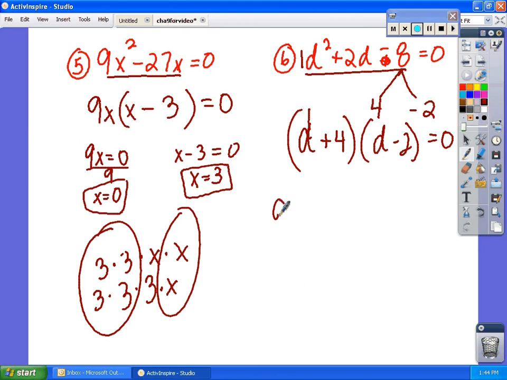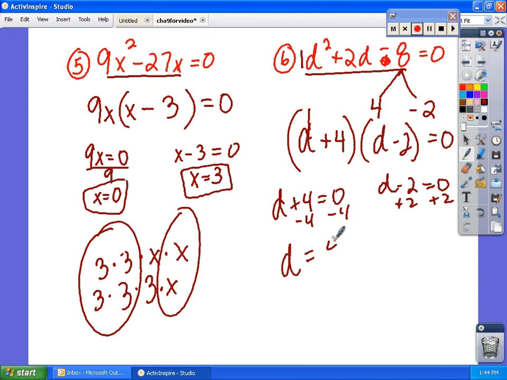And now set each equal to 0. Solve both of them, and you end up, if you subtract 4 on both sides and add 2 on both sides, you get d equals -4 and d equals 2.